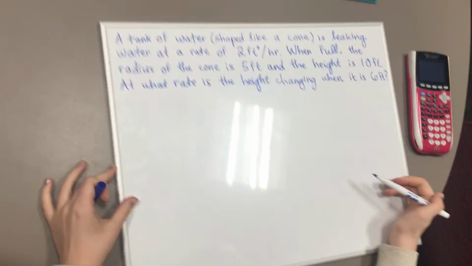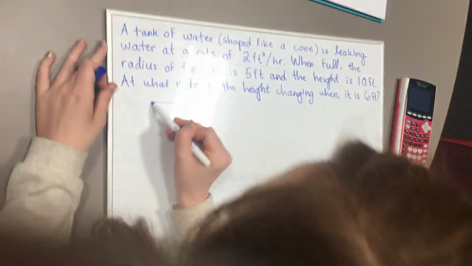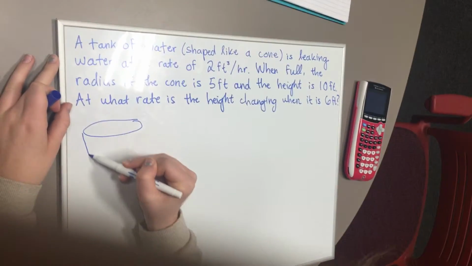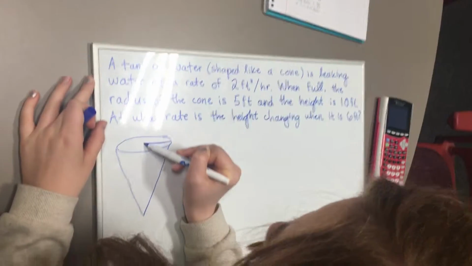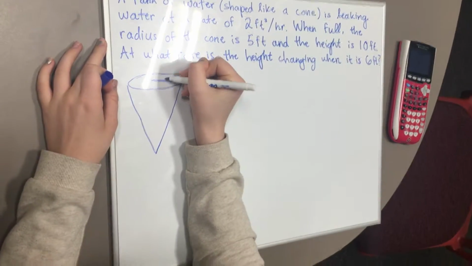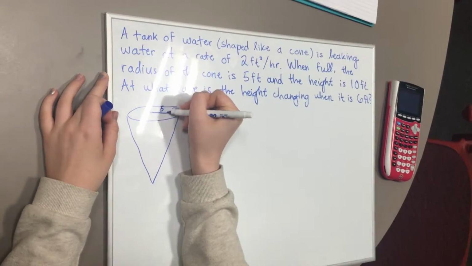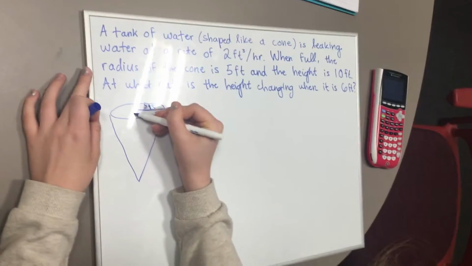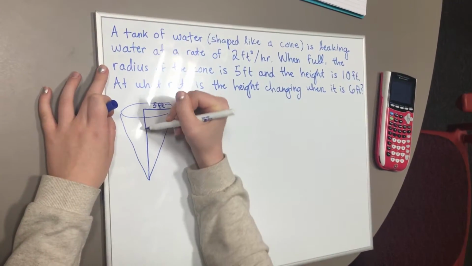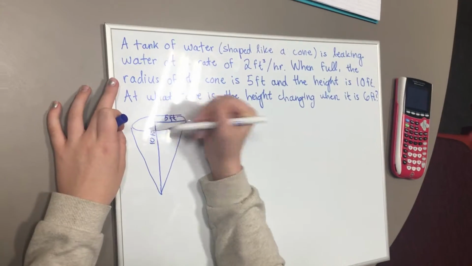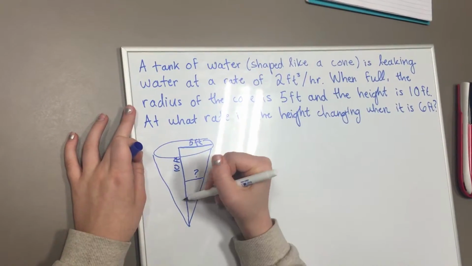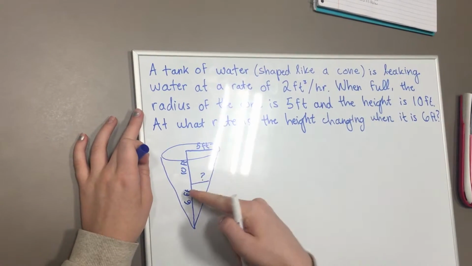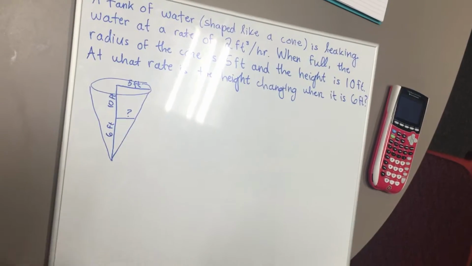So let's first draw a picture of what's going on here. So we have a cone. I'm a great artist. And when it's full, the radius is 5 feet and the height is 10 feet. And then at some other radius, which we don't know, the height is 6 feet. And this is the value that we're going to be dealing with because that's where we want to find the rate of change of the height.